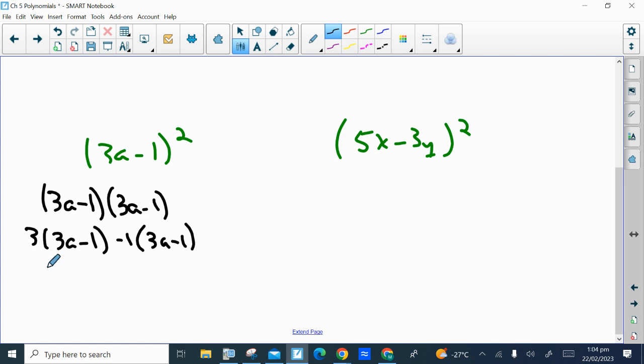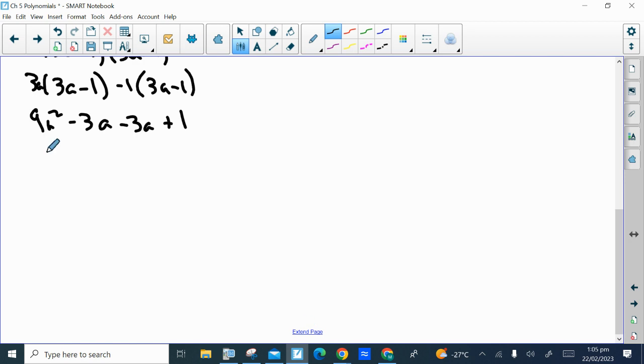When you multiply this out, I'm sorry, this should have been 3a, not just 3. So 3a times 3a is your 9a squared. 3a times negative 1 is negative 3a. And then negative 1 times 3a is your other negative 3a. Negative 1 times negative 1 is positive 1. When you combine those 3a's together, you're going to get minus 6a.